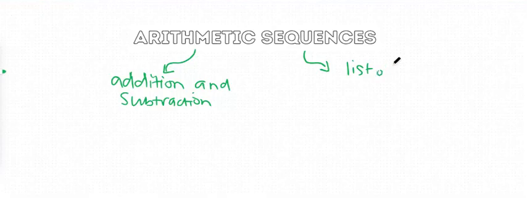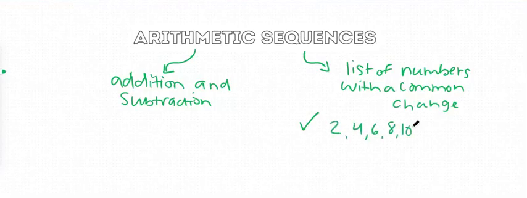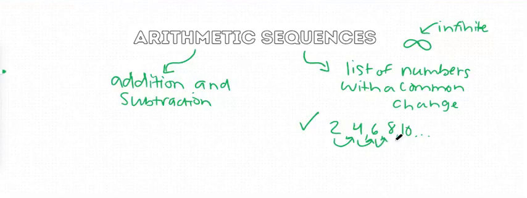Sequences are a list of numbers with a common change, meaning there's a change that's consistent from number to number. An example of a good sequence would be 2, 4, 6, 8, 10, and it goes on and on forever. Sequences go on and on forever, so they are infinite. This is our sign for infinite. In order to be a sequence, it has to go on forever. And this is a sequence because from every number, I am adding 2. And it's the same change from number to number.